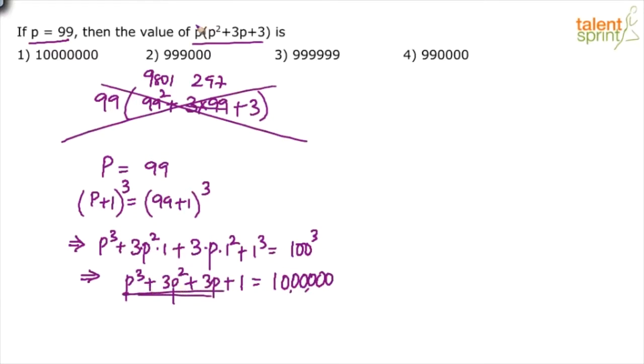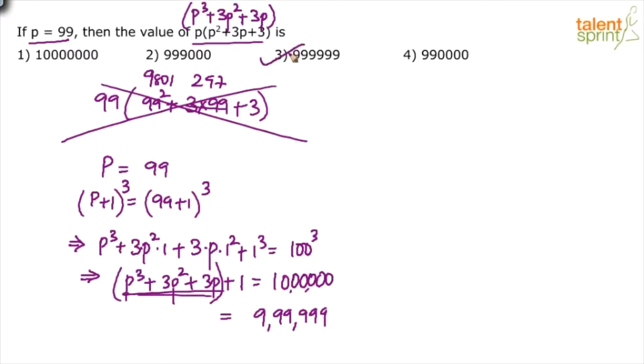Now if you actually observe, multiply this expression here. P into P squared is P cube, P into 3P is 3P squared, and this is 3P. So this portion has already been obtained here, P cube plus 3P squared plus 3P. Only this one has to be subtracted. So your answer would be 10 lakhs minus 1, which is 9,99,999, given in option 3.